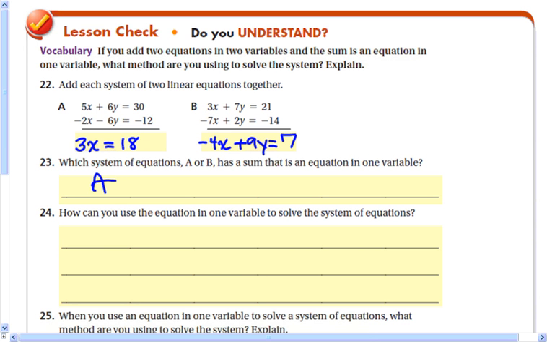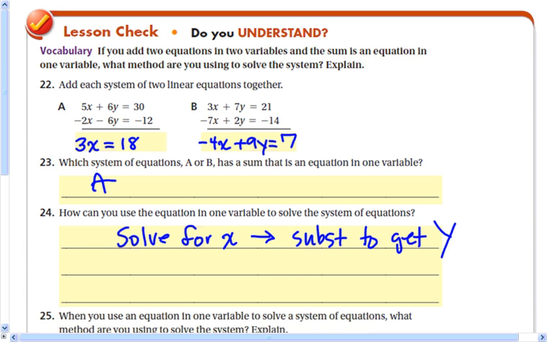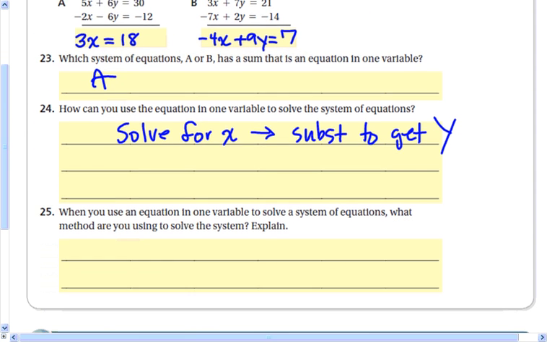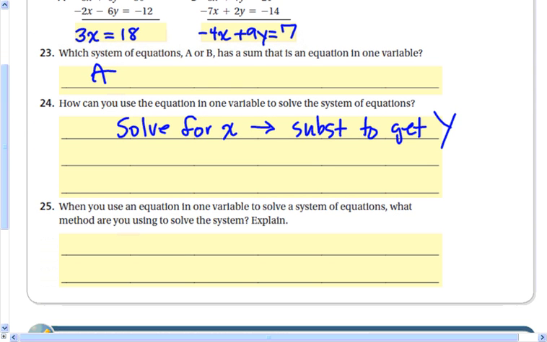How can you use the equation in one variable to solve the system of equations? Solve for x. Then substitute into the equation for y. And when you use an equation in one variable to solve a system of equations, what method are you using to solve the system? This is called the elimination method.